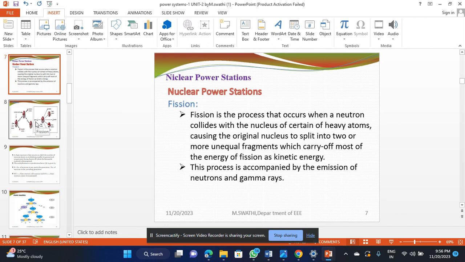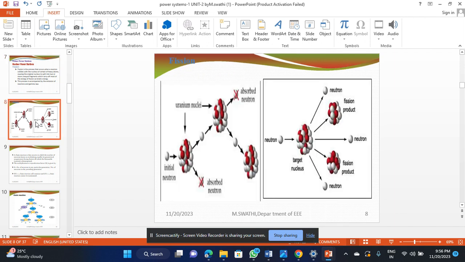So by using that atomic energy from the fission process, when a neutron is bombarded onto one nucleus, it releases two or three neutrons, two nuclei, a lot of heat energy and also gamma and beta radiations. Okay, so this is our diagram for the fission process.